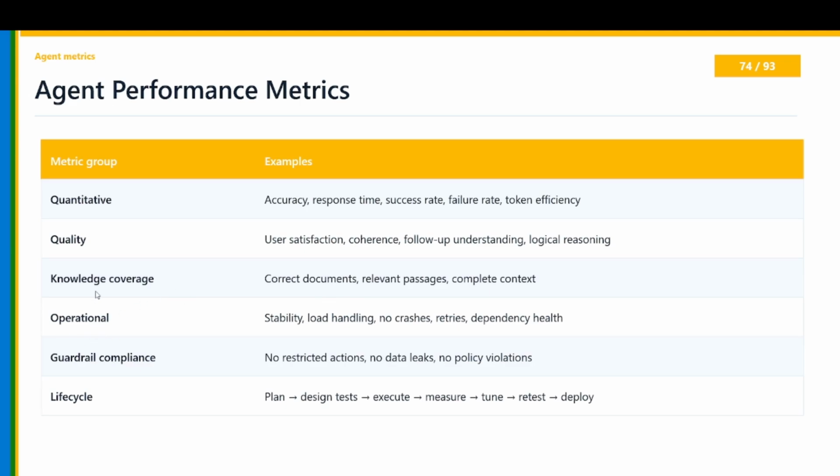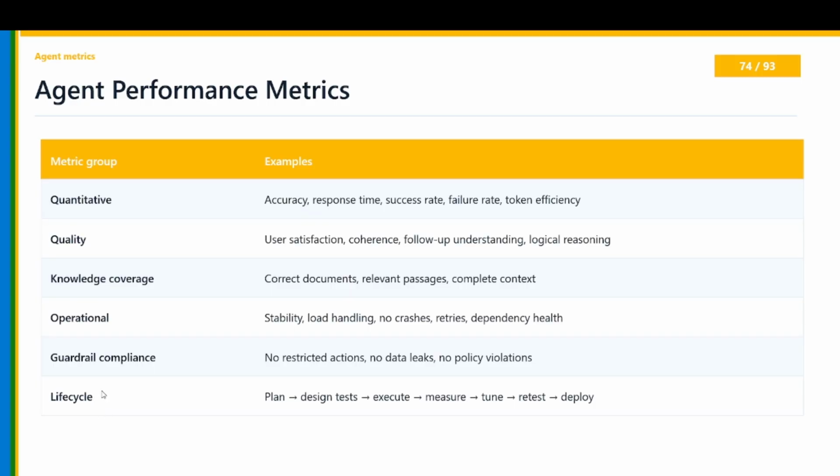Then we have operational metrics. What are examples of operational metrics that you can collect? You can collect stability metrics: load handling, no crashes, retries, and dependency health. Then guardrail compliance metrics. Examples of metrics under guardrail compliance are no restricted actions, no data leaks, and no policy violations. These are examples. And lifecycle.